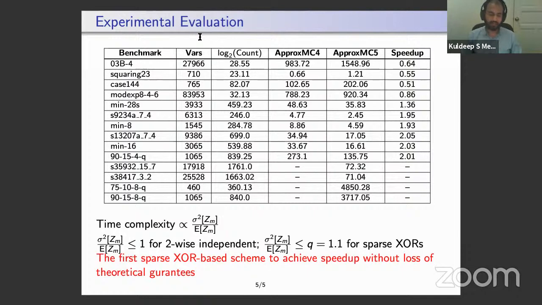One other result that we had about 2 years ago is that this scheme also gives an FPRAS when the underlying formula is, let's say, a DNF formula. When it's a disjunctive normal form, you can use the same idea of using XORs and you get an FPRAS. So you don't have to go through the Monte Carlo approach in that case.